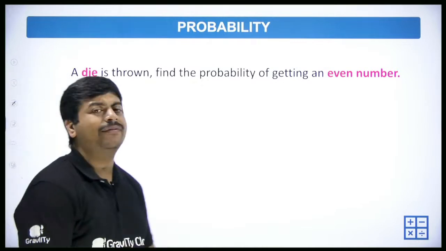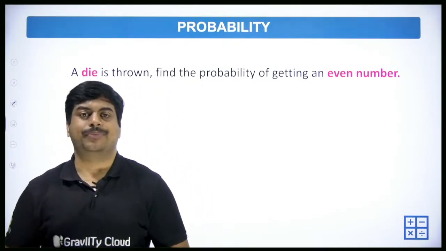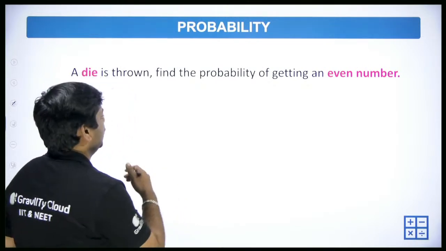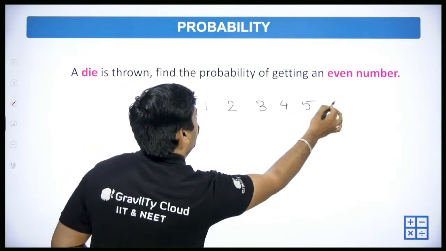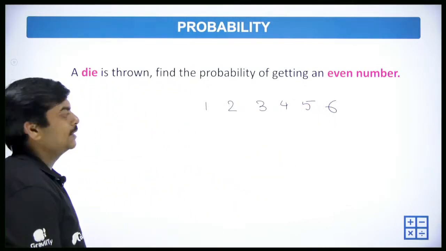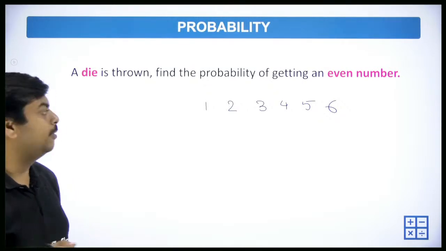Moving ahead, a die is thrown. Find the probability of getting an even number. You know what a die is? What happens when we throw a die? When we throw, we get either 1 or 2 or 3, 4, 5 or 6. Now the question is, find the probability of getting an even number.